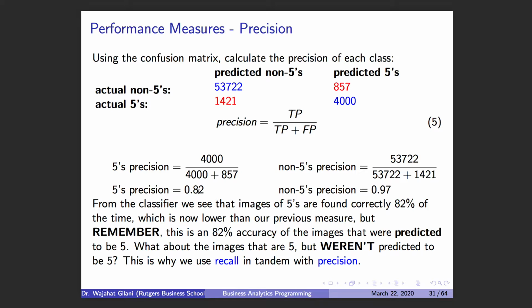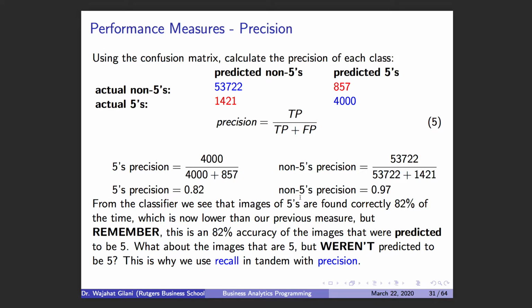So basically, for the images of 5, according to the classifier we trained, it tends to find the 5s 82% of the time. Which is now lower than our previous measure. That is actually lower than when we artificially altered our classifier to be messed up. So now we get a little more true reality of what's going on here.